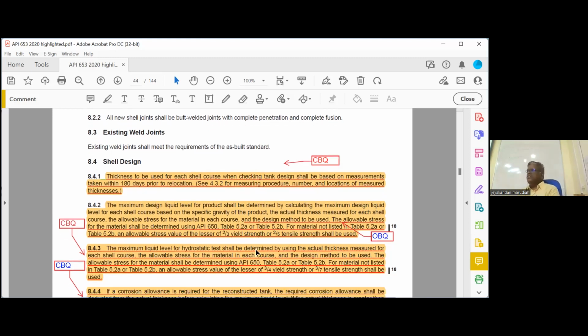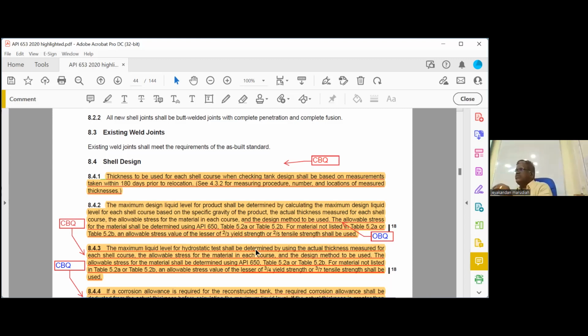Then how will we decide what is the liquid level we can fill? Because it is not a new tank. When you have a reconstruction, suppose I have 6 shell courses. It is not mandatory that each shell course is corroded uniformly. Some shell course may be corroded more, some shell course may be corroded less also. So what you have to do, we have to check the thickness of each shell course and we have to calculate the design liquid level for each shell course. And whichever results in the lowest level, that should be the tank fill level.